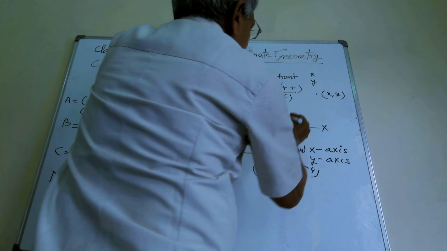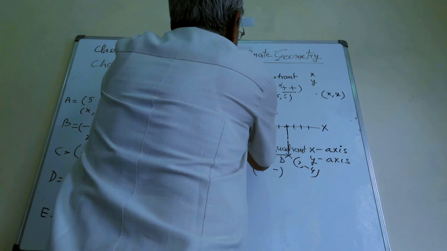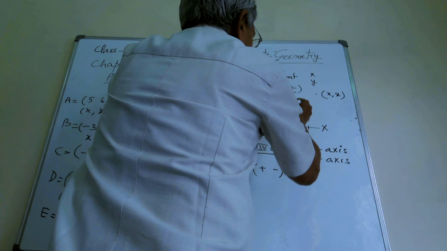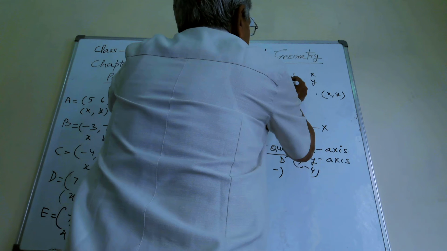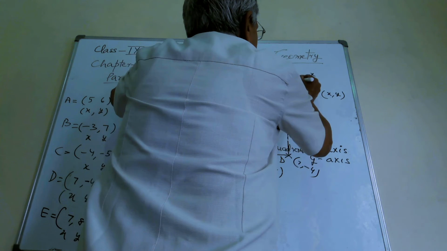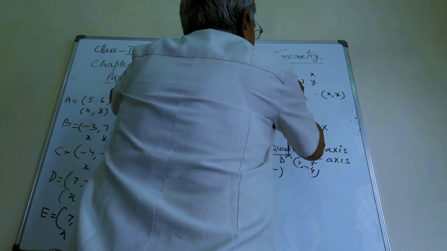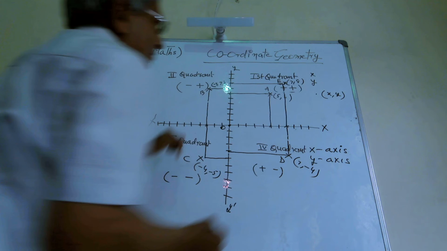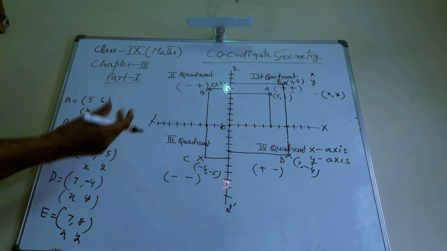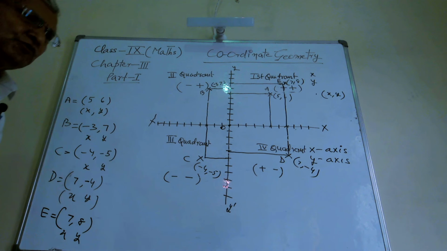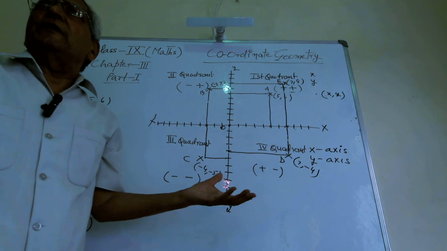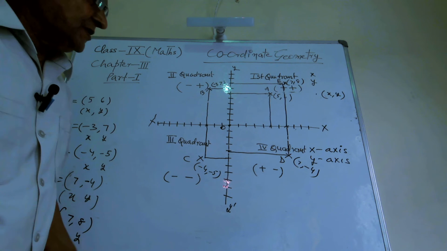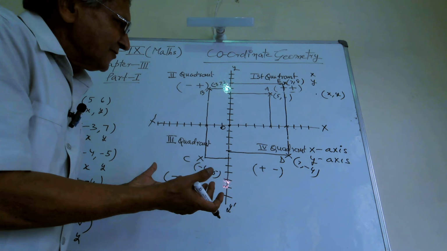This is the position of the point, and the coordinates of this point are 7, 8. This is point E. In this way, I have given you examples, and you can find the position of any point on this plane. This is the starting knowledge of the graph.